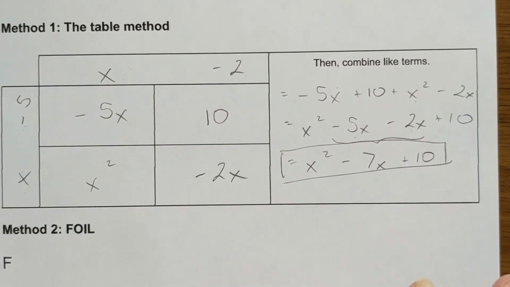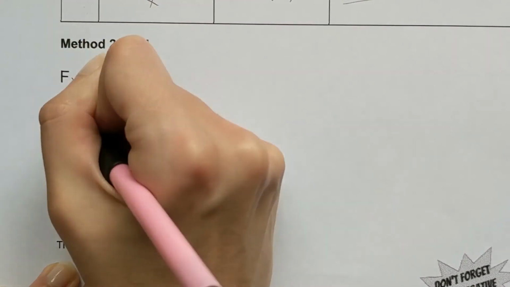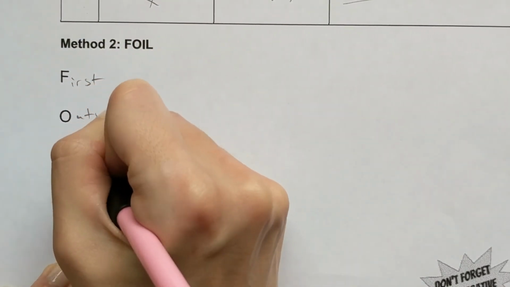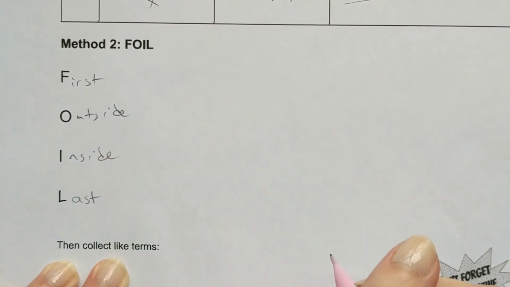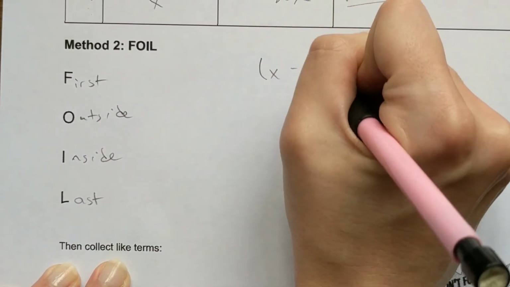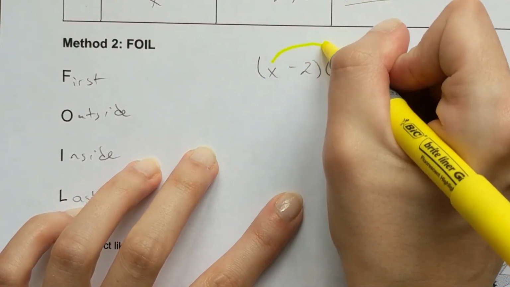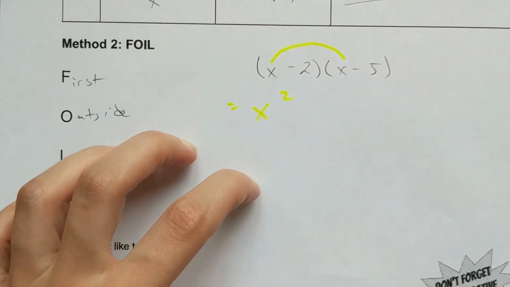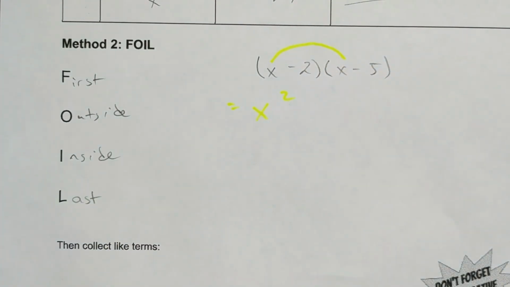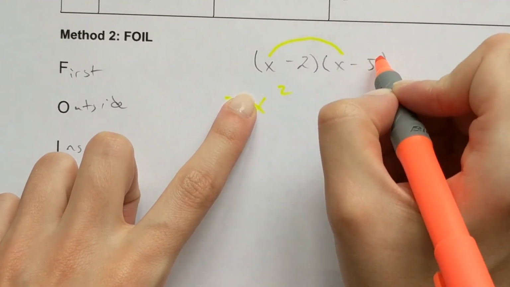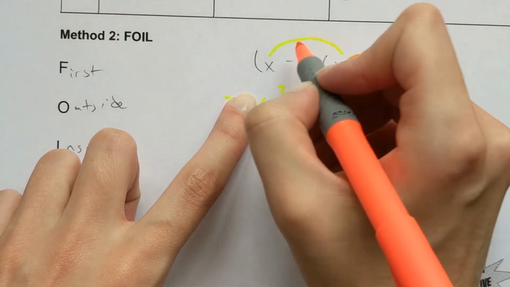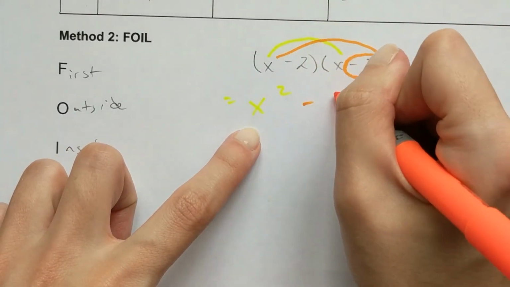And now we're going to do the exact same question using the FOIL method. Remember that FOIL stands for first, outside, inside, last. I rewrite my question just down here. We're going to do our first terms first, x times x, which is x squared. Then I need to do my outside terms, and again I need to keep that negative with my 5, so x times negative 5 is negative 5x.